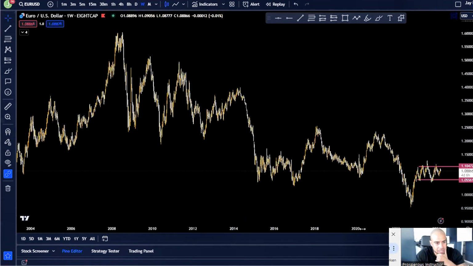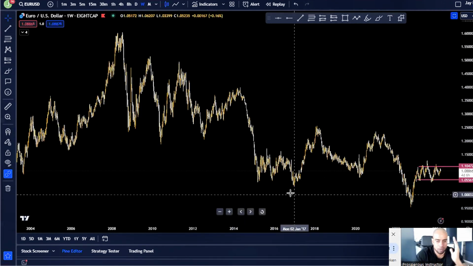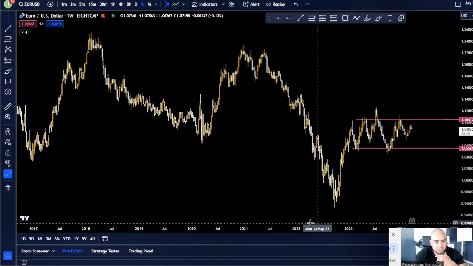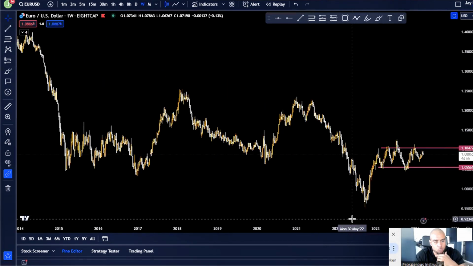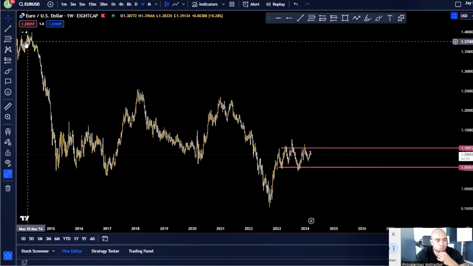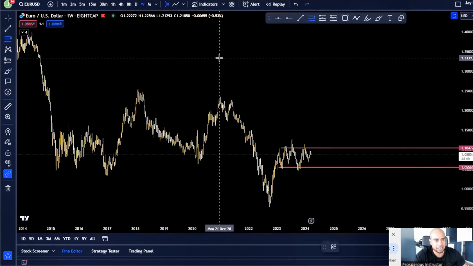And what we're looking at now when it comes to the Euro USD: we've been on a downtrend for a while now, a lot of years, since 2008, the financial crisis. And that is on the weekly time frame. So what we are in right now looks more like, it doesn't look like, it is a pullback.